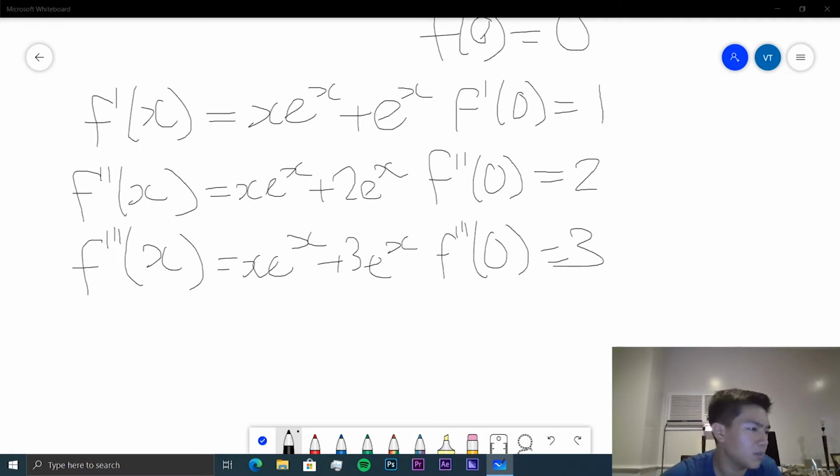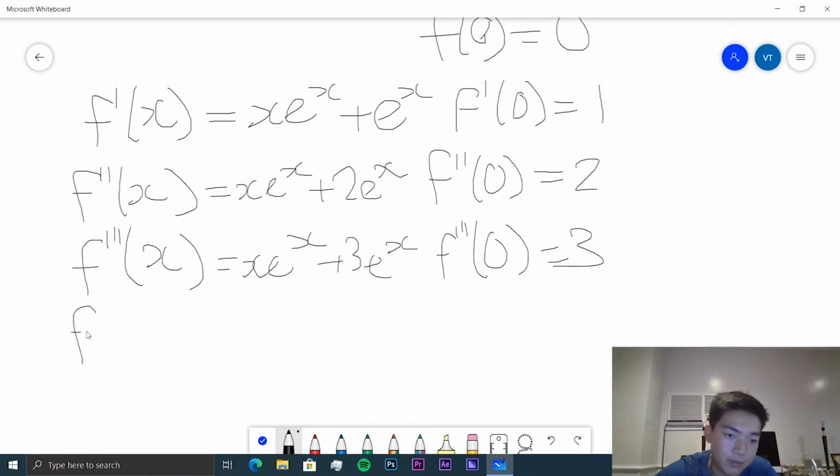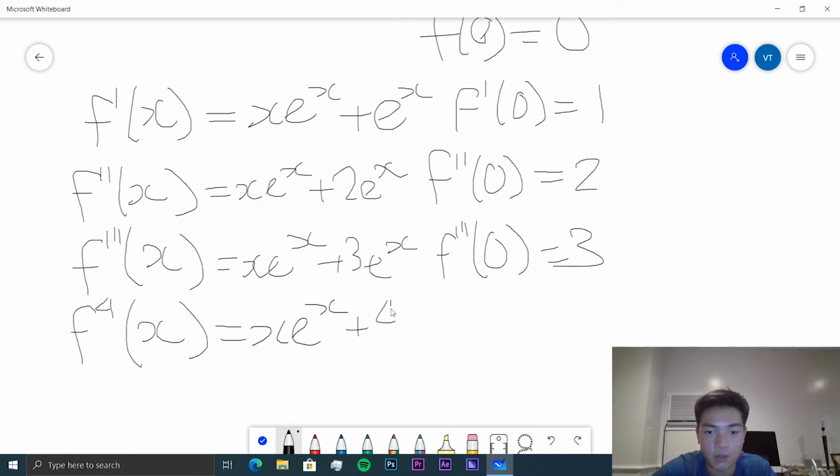What order do we need to approximate this to? 4, I think. So we need to do the final fourth derivative of f, or f to the 4 at this point, which is equal to x e to the x plus 4e to the x. So the fourth derivative at 0 is equal to 4.